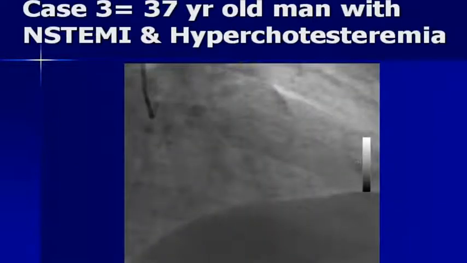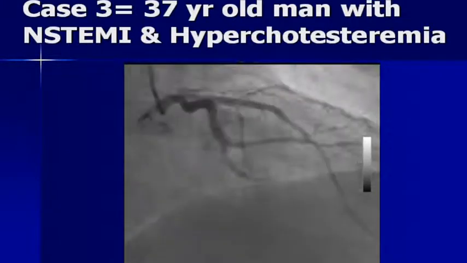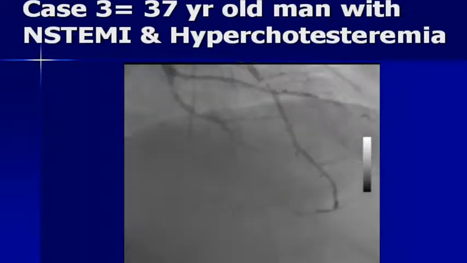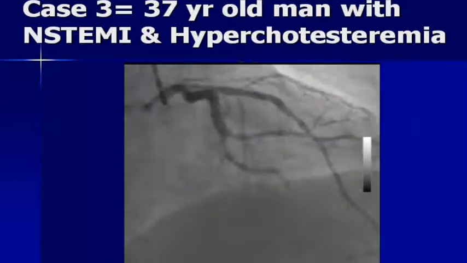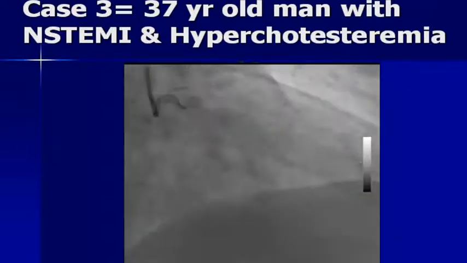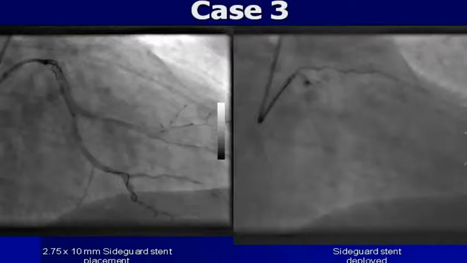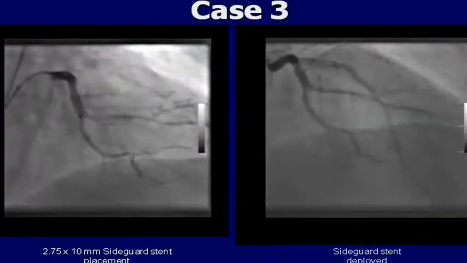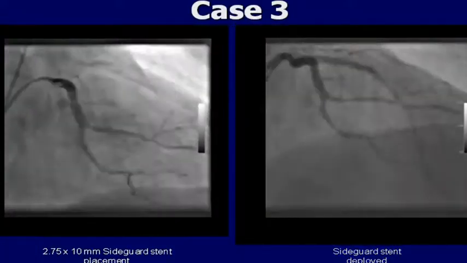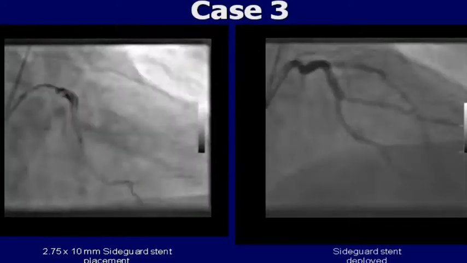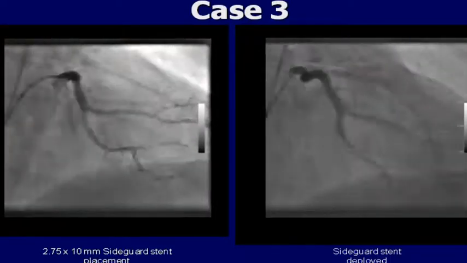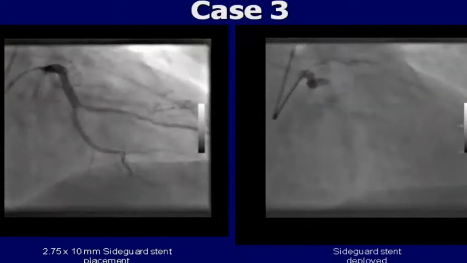And also, this is a case where we're just thinking about treating the side branch, as one of the questions alluded to. So this is a 37-year-old man who was quite obese with non-ST elevation MI and hypercholesterolemia. So we did thrombectomy. Following thrombectomy, we did some predilatation, and after that, we positioned the Capella, the SideGuard, just there. And you could see the result after deploying the SideGuard stent there.